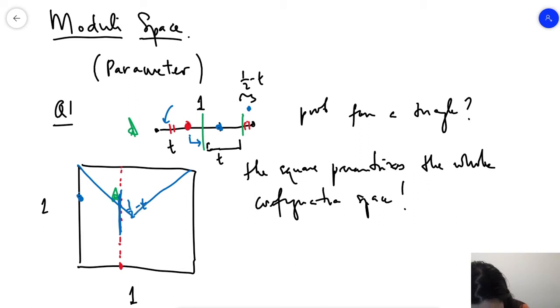Okay, so on the left side, we must avoid all the points that are lower than half, and on the right side, we must avoid all the points that are bigger than half. So we get this.